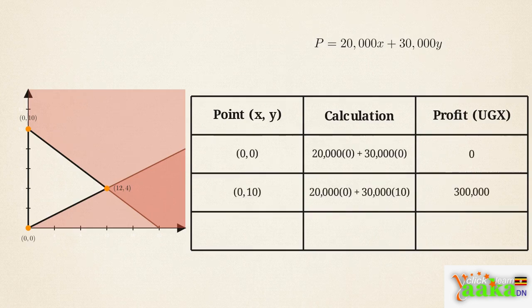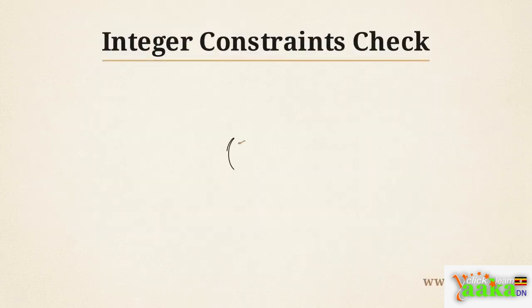This table compares the outcomes. Producing nothing yields 0 profit. Building 10 deluxe chairs gives us 300,000 shillings. But the combination of 12 standard chairs and 4 deluxe chairs maximizes our equation, pushing our profit up to 360,000 shillings. Before we lock this in, we have to verify our integer constraints.